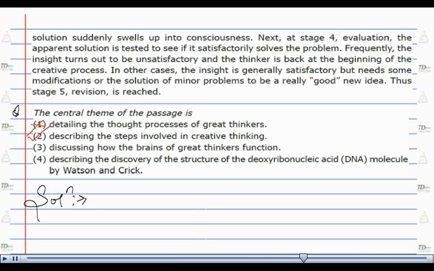Option number 3, discussing how the brain of the great thinkers functions, and option number 4, describing the discovery of the structure of deoxyribonucleic acid, that is DNA, molecule by Watson and Crick, were there in the passage, but they were just examples to show that creative thinkers do think somewhat in a stepwise manner. Option number 3 and 4 cannot be taken into consideration, therefore. The answer here is option number 2.